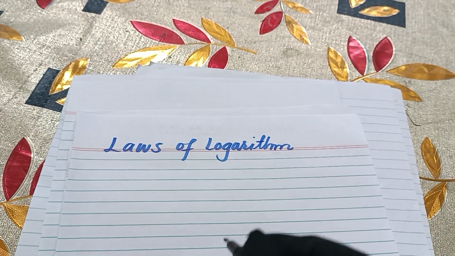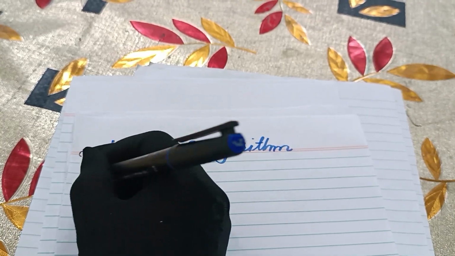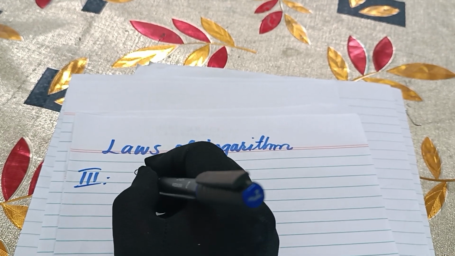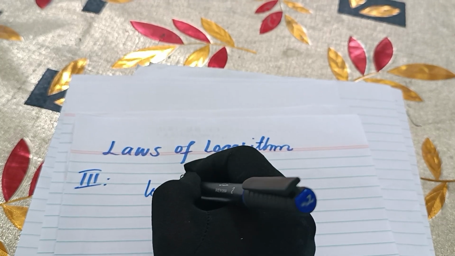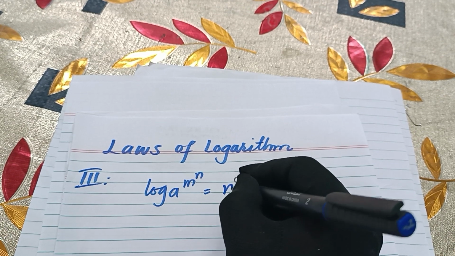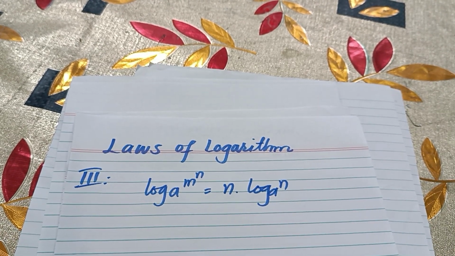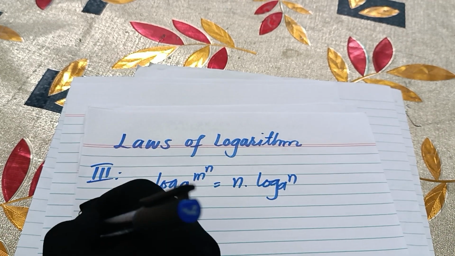In my previous video, I explained the first law and the second law. In this video, I will explain the third law of the logarithm, which is that if any number has an exponent, this exponent will be written at the start of that number in the logarithmic form. Okay, so how will we prove this one?